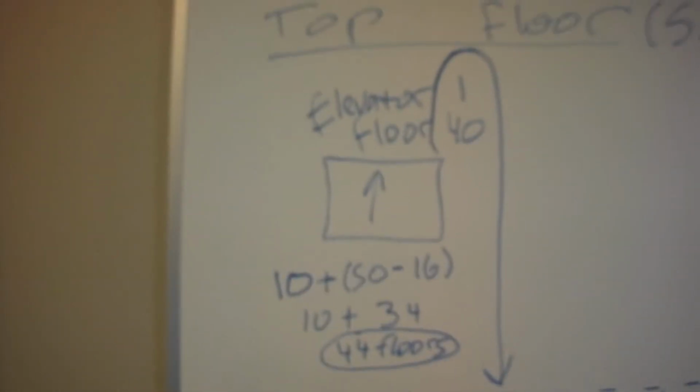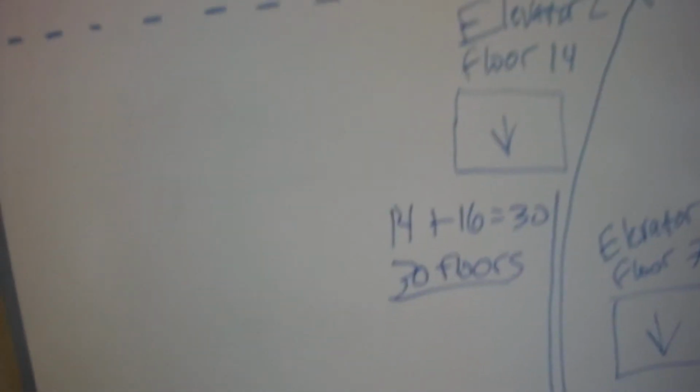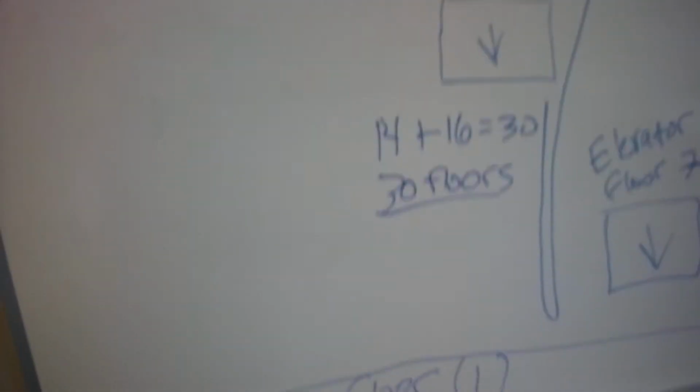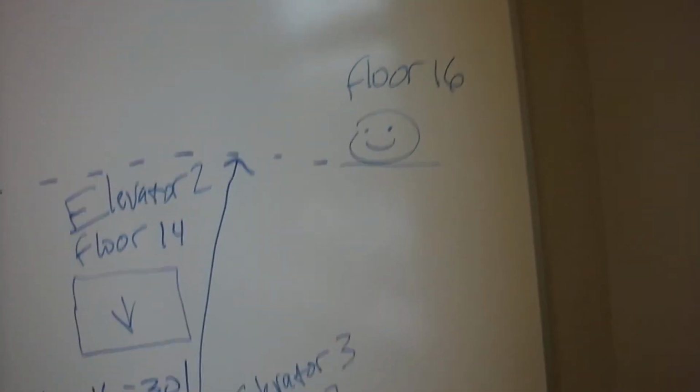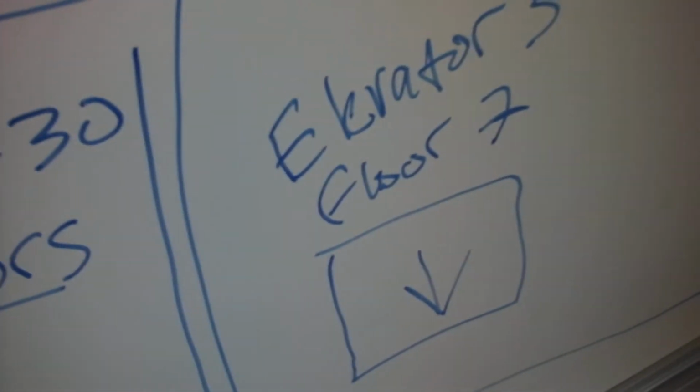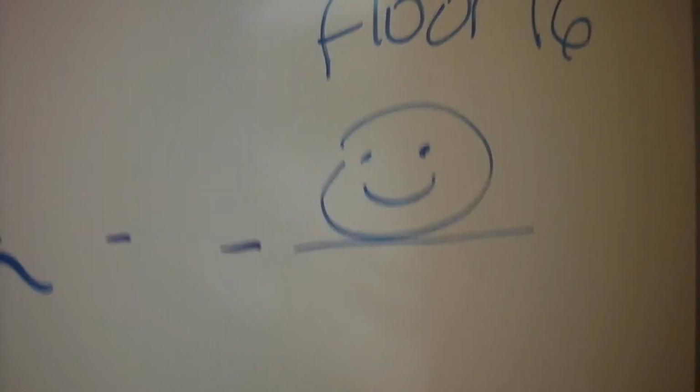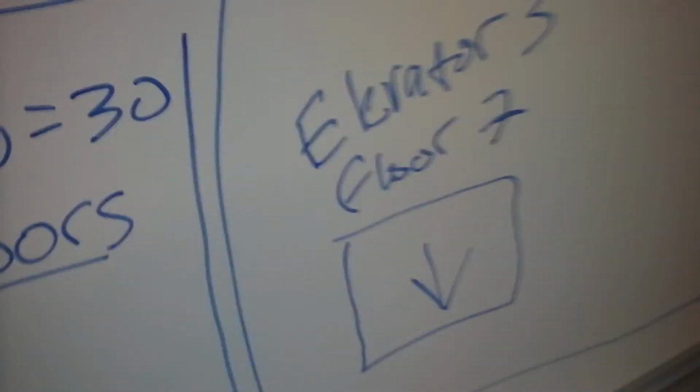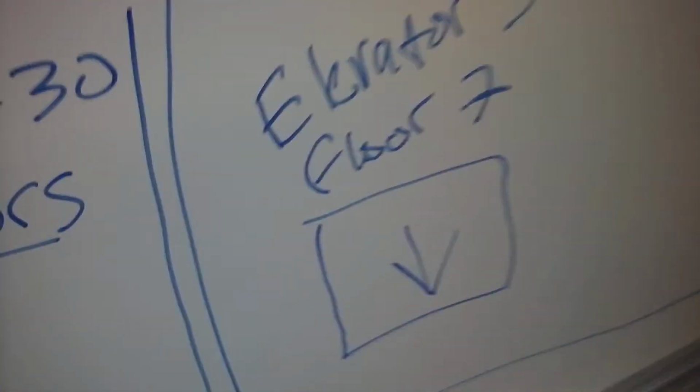So first, elevator 1 travels 44 floors to reach the customer. Elevator 2 will have to travel 30 floors to reach the customer on floor 16. Now finally, let's take a look at elevator 3 on floor number 7 that'll have to reach the customer on floor 16. This elevator, as with elevator number 2, will have to travel down to the first floor and then up to floor 16. So let's just draw a little arrow to show.